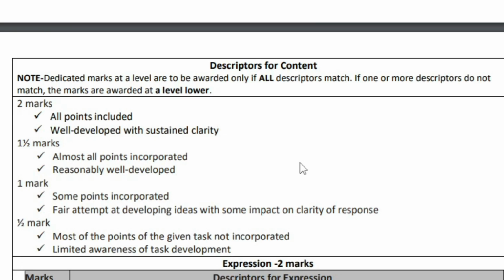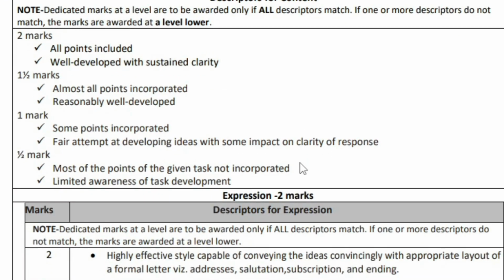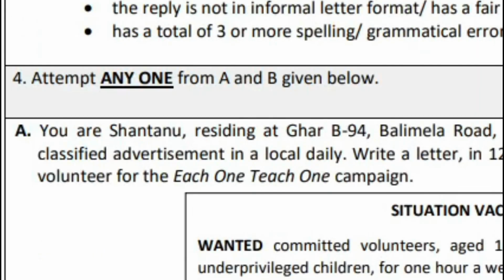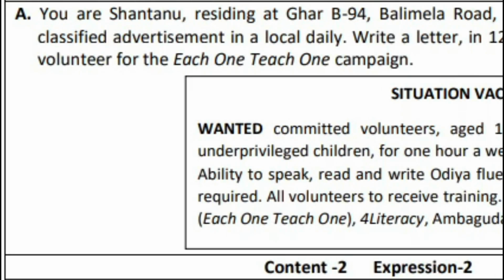All those things we explained, so I don't want to bother you by explaining unnecessarily here. For a job application, a covering letter must be there, with reference to the advertisement in the covering letter, conveying suitability for the position, then submission of application, with resume or biodata as separate enclosures. So you need to divide the job application into 2 parts: one is the covering letter and another one is the resume or biodata, or profile of yourself. You need to write the details of yourself according to the question, then educational qualification, any other relevant information. In this way if you write, then only you will get full marks: content 2 marks, expression 2 marks, and accuracy 1 mark.